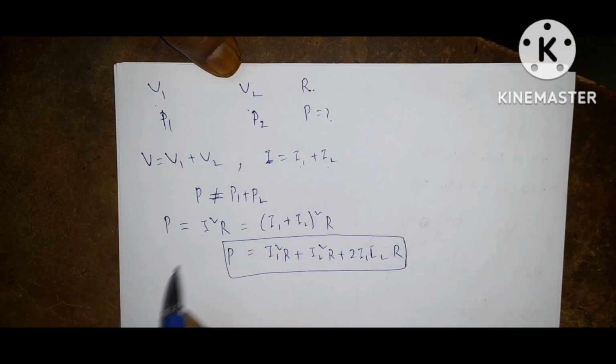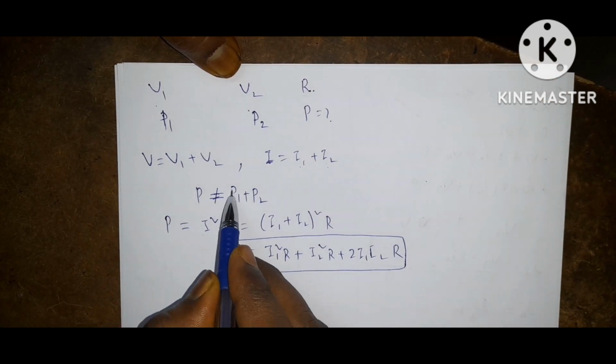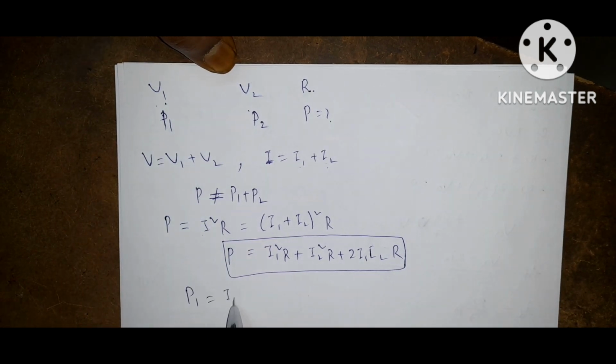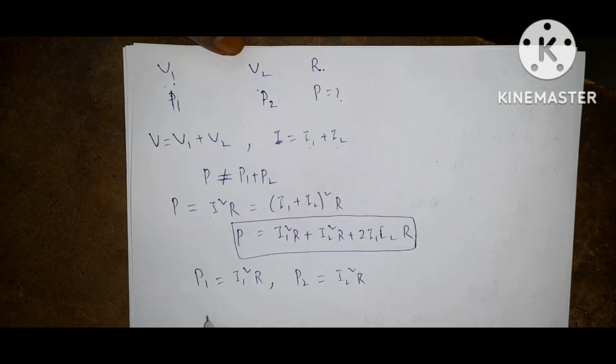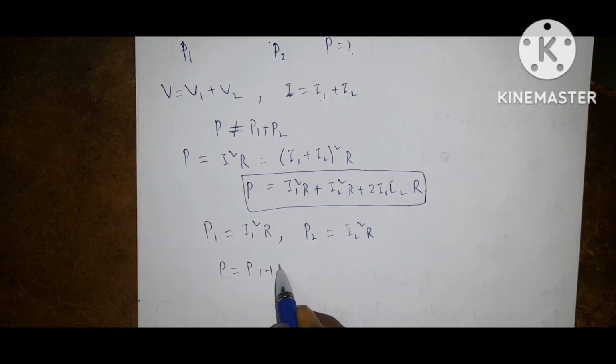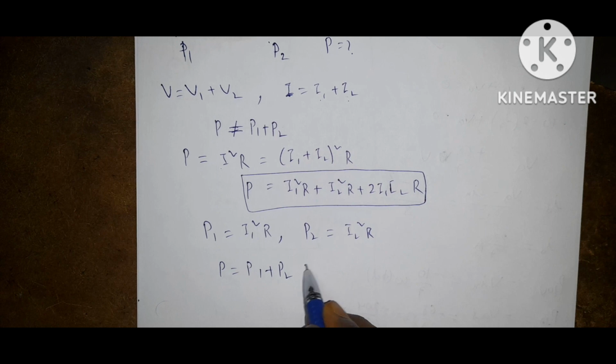For suppose if single source acting alone, so what is P1? P1 is equal to I1 square R. What is P2? I2 square R. Now what is P? If you take P is equal to P1 plus P2, what you are getting?